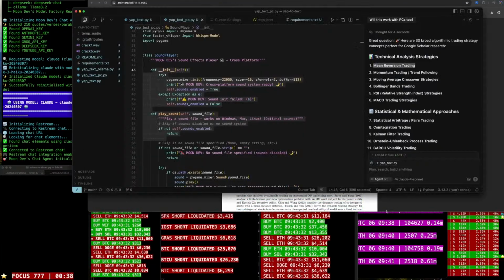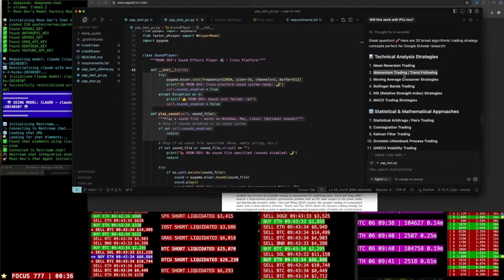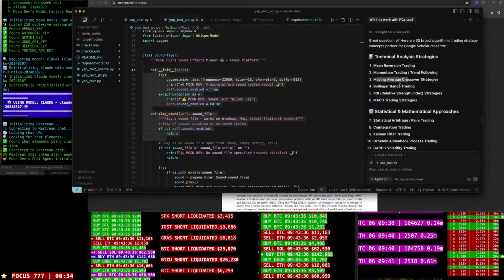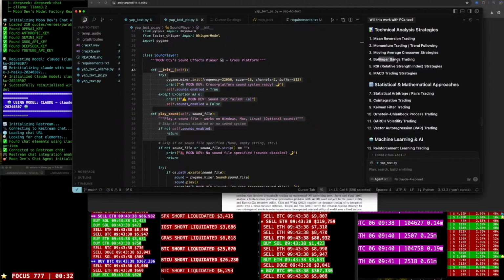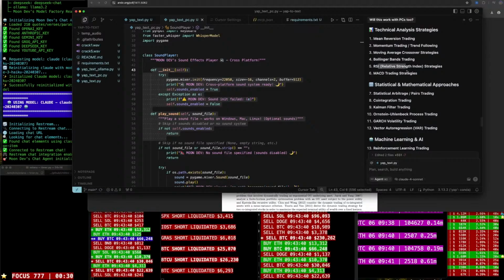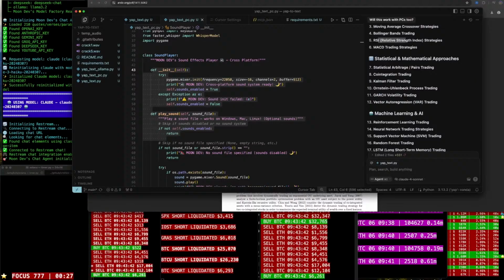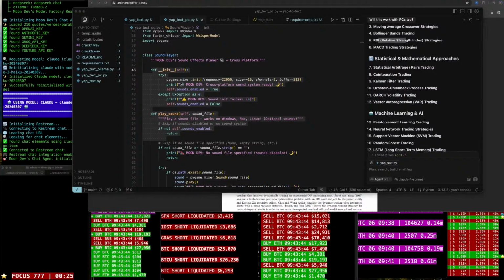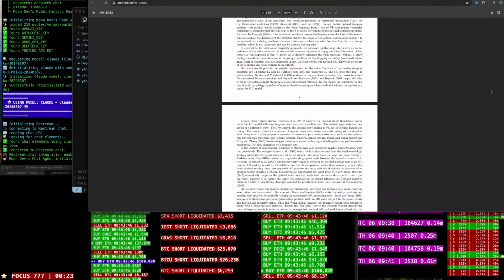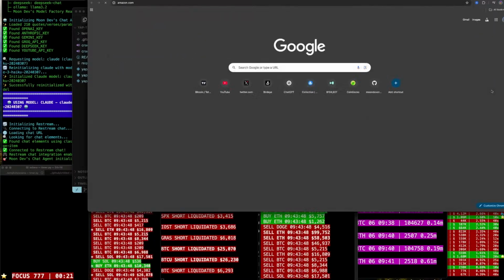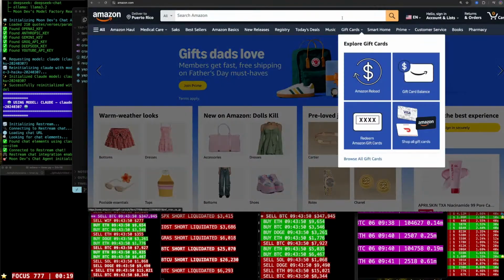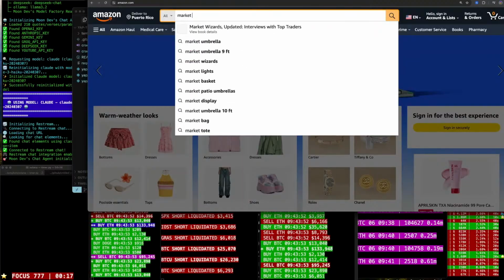Let's go back to cursor here. You have all of these that you can look up on Google Scholar and YouTube as well. And then here's a bunch of books here that you can look into. So Market Wizards is a really good one. So let's go to Amazon here. Market Wizards, there's actually 4 or 5 of them. Market Wizards.